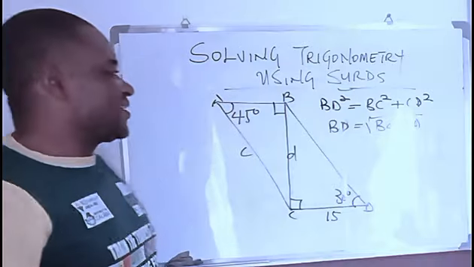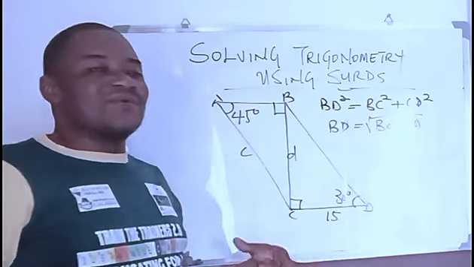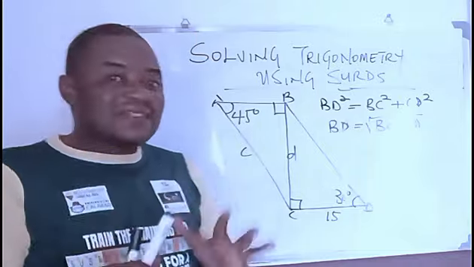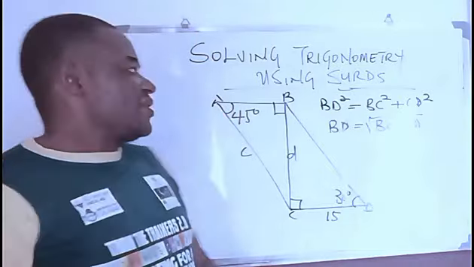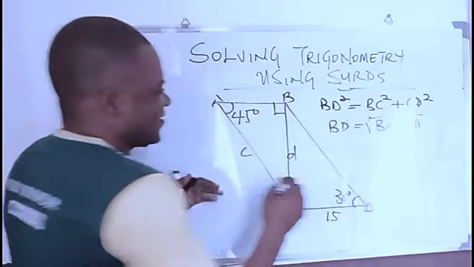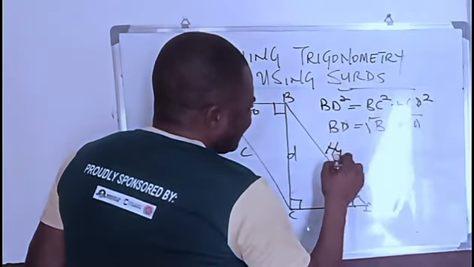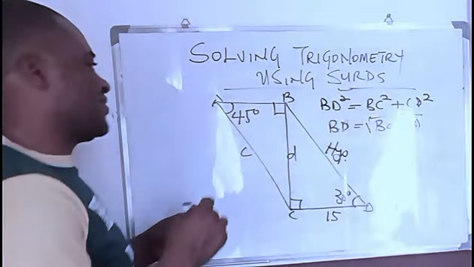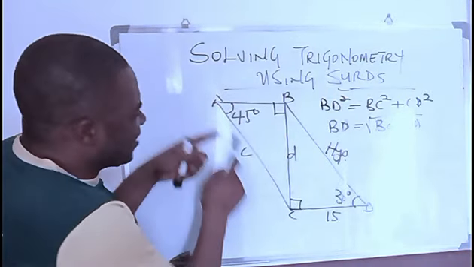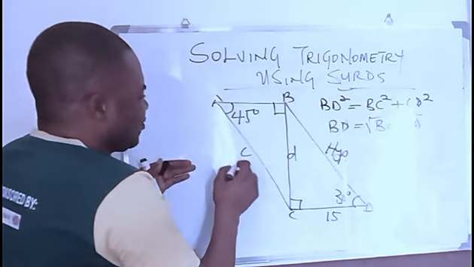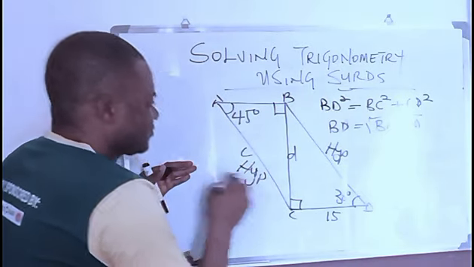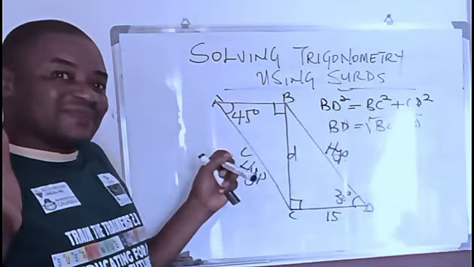That is for you to know that in a right angle triangle, one side is longer than the two other sides. And for trigonometry, that longest side is always called the hypotenuse. So this side is called the hypotenuse, and we write it as HYP. That means this side, which is the longest, is also known as the hypotenuse. As simple as that.